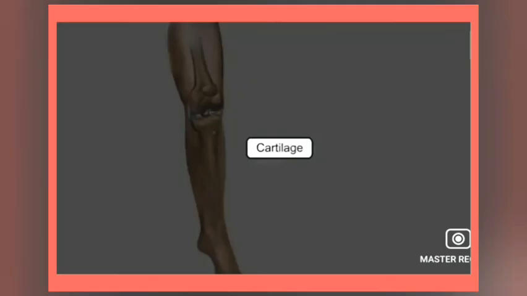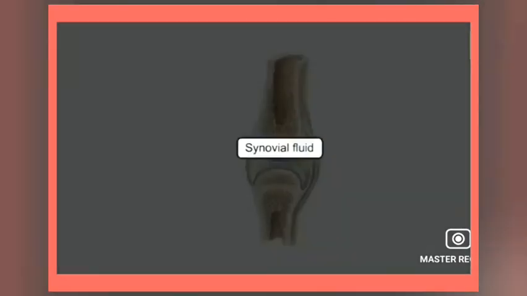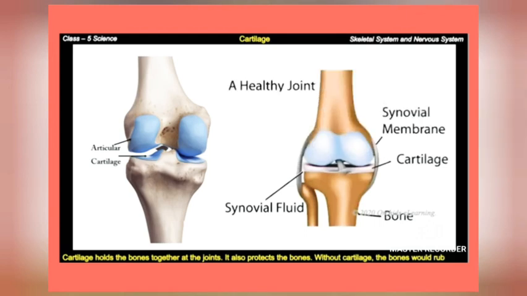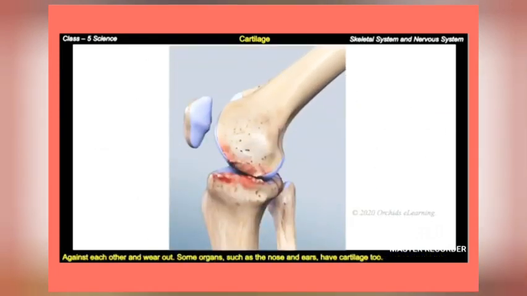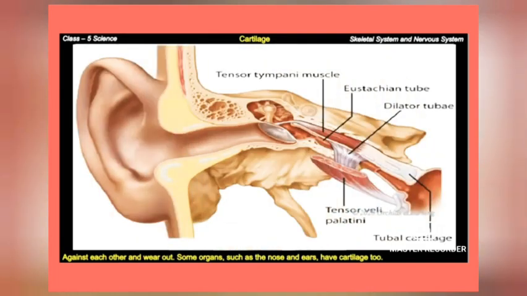Cartilage. It covers the ends of the bones and provides a protective layer so the bones don't rub against each other. Synovial fluid. It fills the space inside the joint. It also protects the bones. Without cartilage, the bones would rub against each other and wear out. Some organs, such as the nose and ears, have cartilage too.